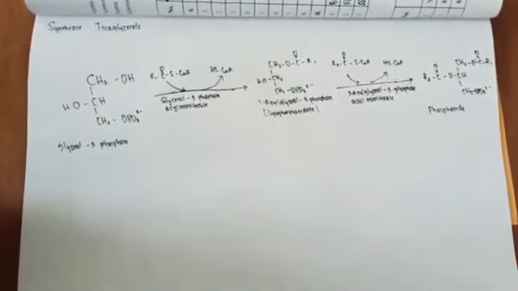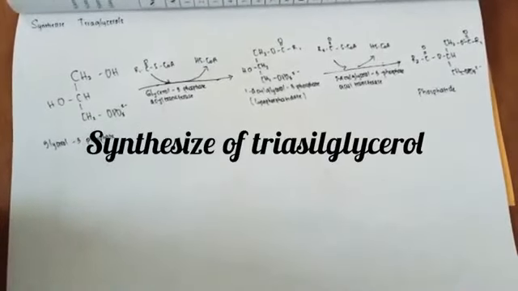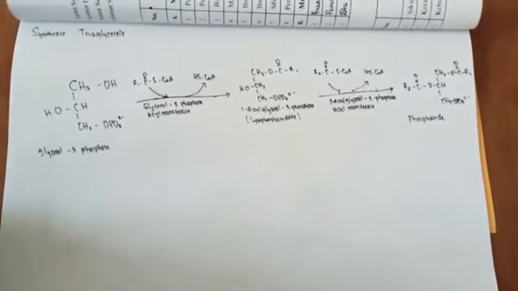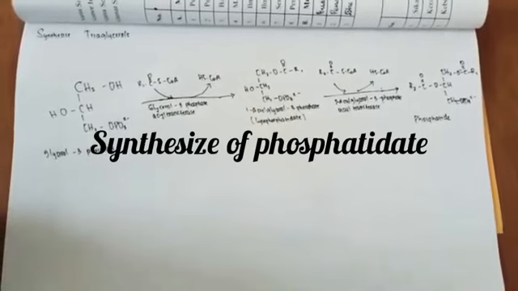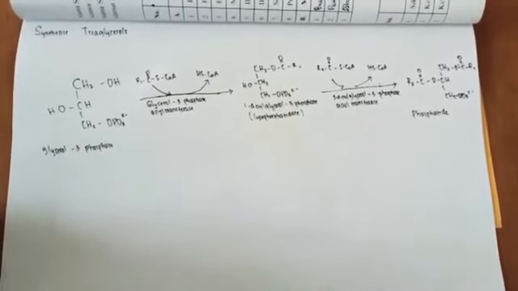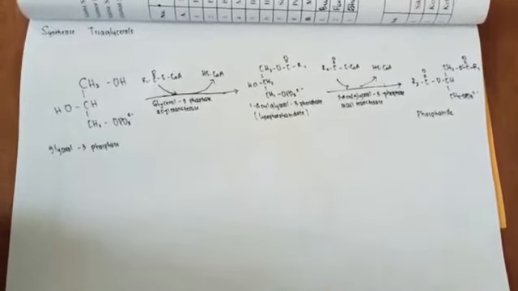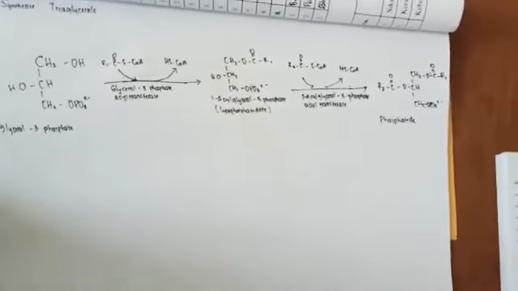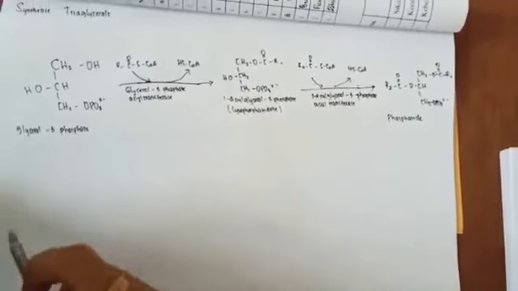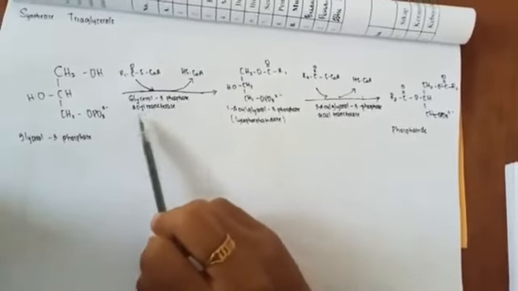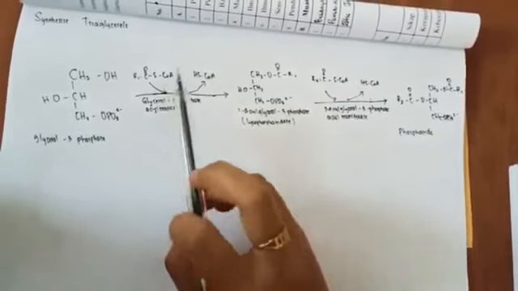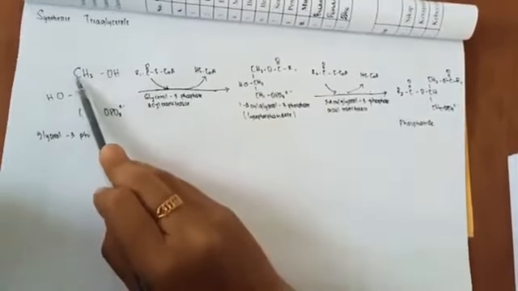Okay, for question number 2 is synthesis of triacylglycerols. The first that we do is synthesis of phosphatidate. The phosphatidate can be produced from glycerol 3-phosphate. The first enzyme is glycerol 3-phosphate acyl transferase, catalyzed esterification at C number 1.